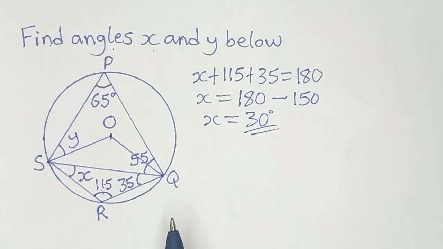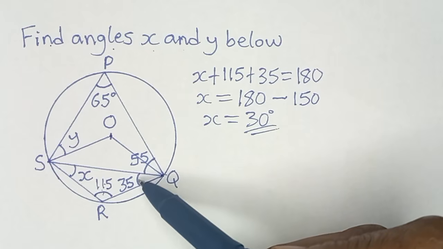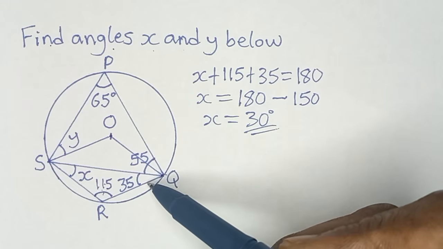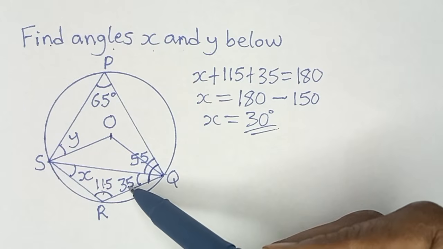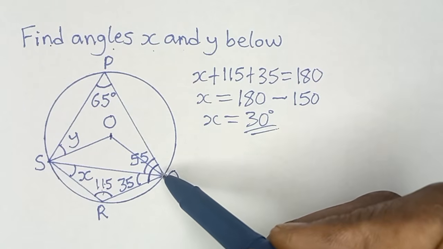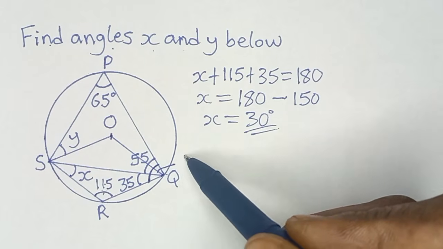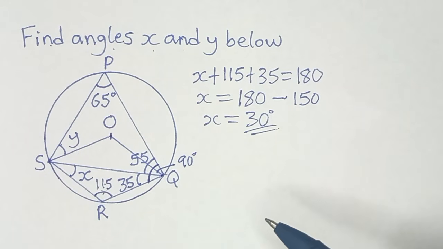Now let's move on to angle Y. If you check this portion of the diagram, the total angle here is 35 plus 55, and that is equal to 90. So the total angle here is 90 degrees. Hope you can see that.